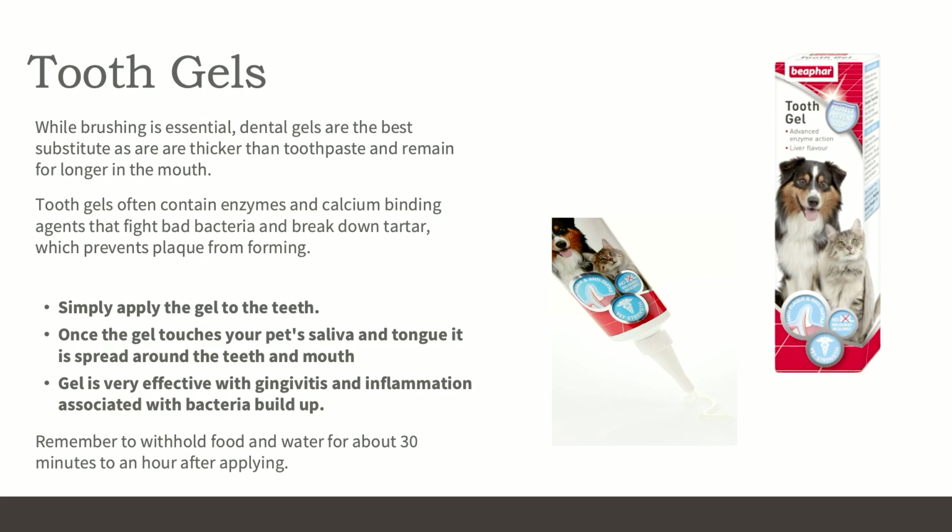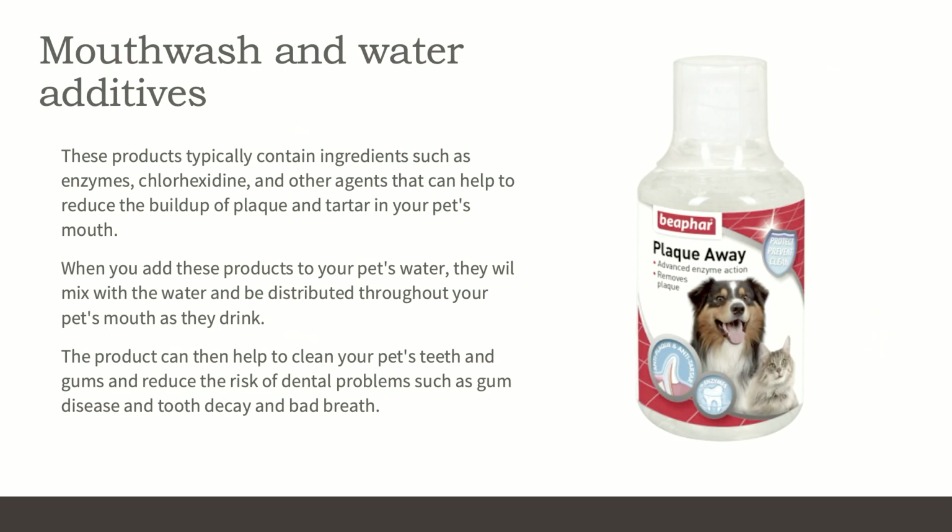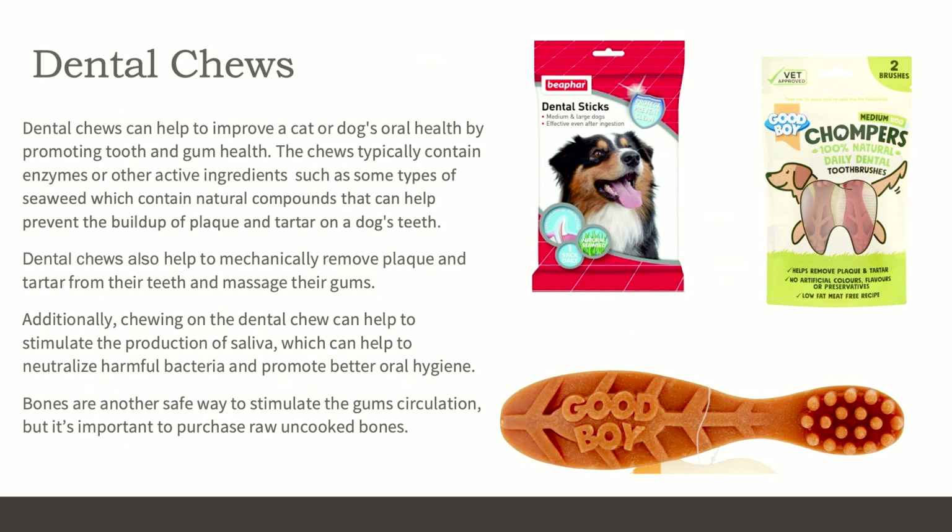start its work. You can also use mouthwashes and water additives, and these products typically contain ingredients such as enzymes, chlorhexidine, and other agents that can help to reduce plaque buildup. When you add these products to the pet's water, they will mix with the water and be distributed throughout their mouth as they drink. The product can then help to clean the pet's mouth and gums and reduce the risk of dental problems such as gum disease and tooth decay, and also helps with bad breath.